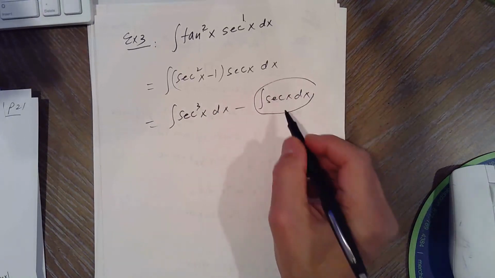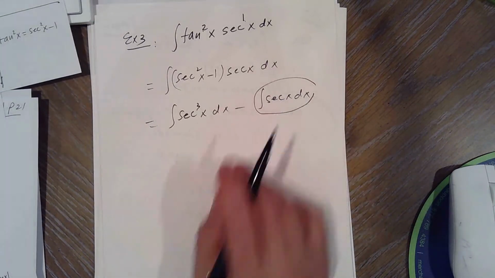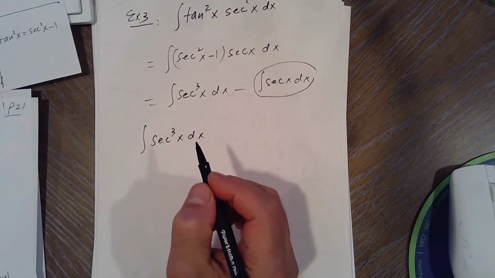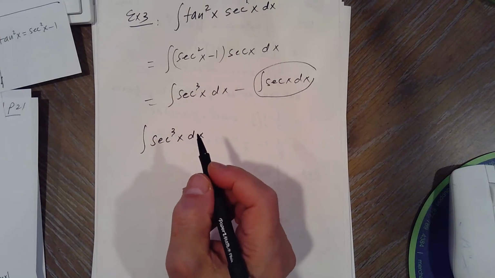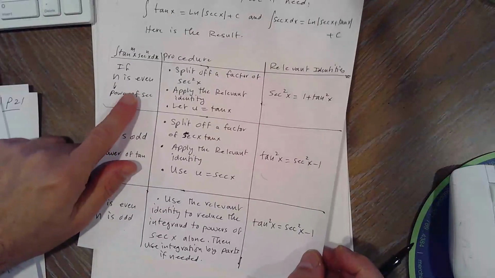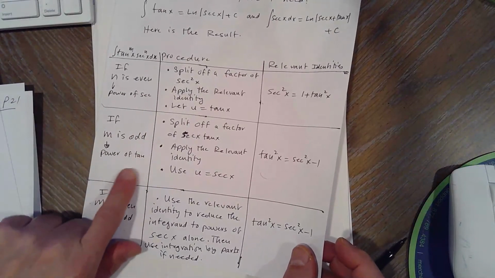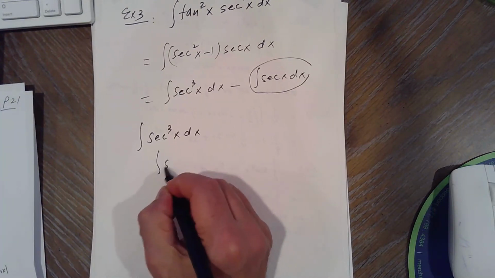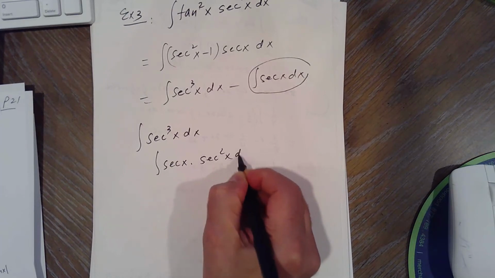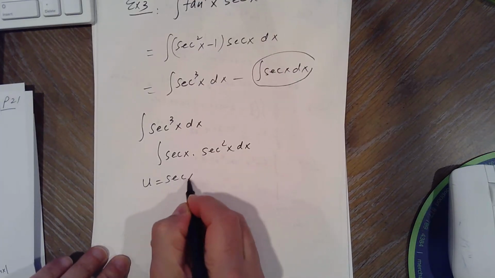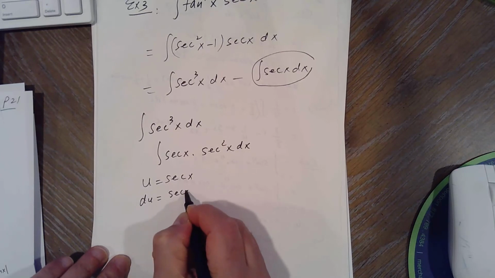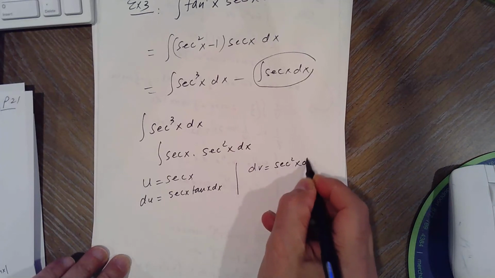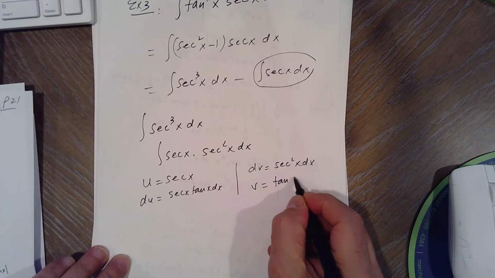This one we have an answer for, right? This is one of the rules. But let's work on that one, secant cubed x dx. It doesn't look like we could use any of these because n is odd, so we don't have an even power of secant, and m is a power of tangent, but there's no tangent. Okay, so what we're going to do is integration by parts. We're going to split it up: secant x, and then secant squared dx. We're going to let u equal secant x, so du is secant x tangent x dx. dv is secant squared x dx, so v is the integral of secant squared, which is tangent x.